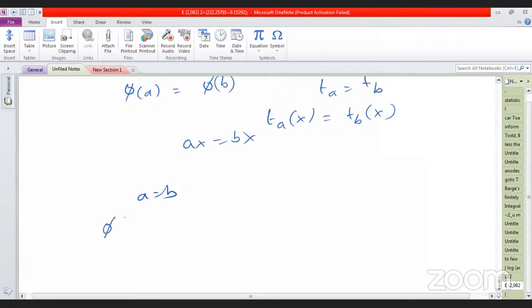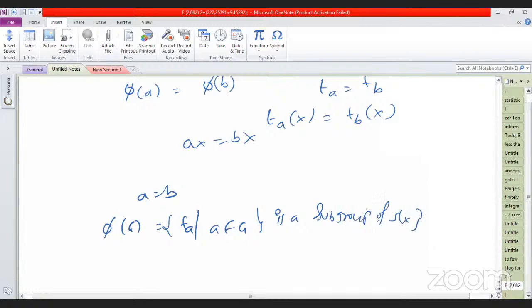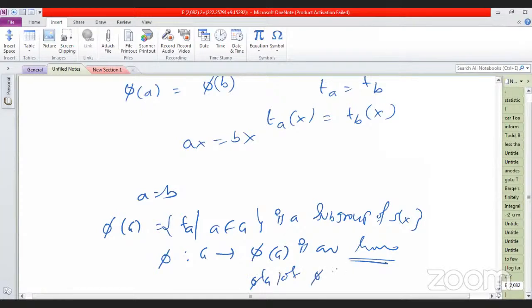So phi is a homomorphism. Phi of G is equal to T_a, a belongs to G, which is a subgroup of S_X. So therefore phi is a homomorphism. Yes, sir. So therefore all the conditions are satisfied. So G is isomorphic with phi of G, a subgroup of S of X. Any more doubts?